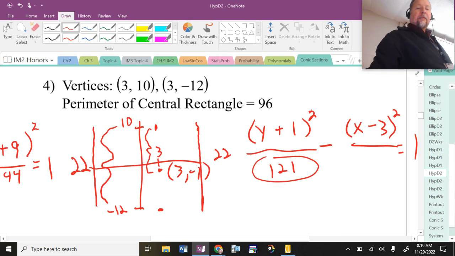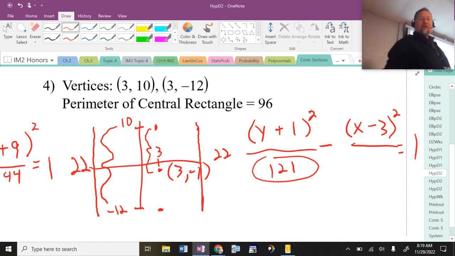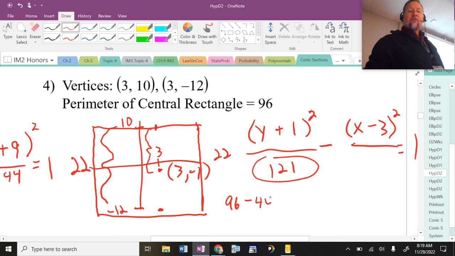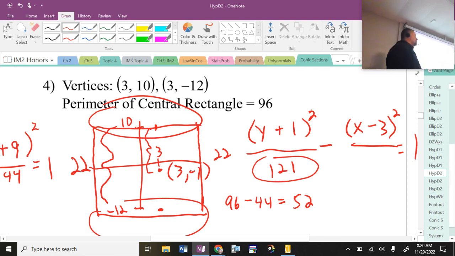What's this side going to be? Well, look at what I have. I have it right here, 22. Okay, what's 22 plus 22? 44. So then what's left over for this part of the rectangle? 96 minus 44. What is 96 minus 44? 52. Okay, but what you got to understand is this plus this is 52. So what is each one of those sides? 26. So this is 26 and 26.